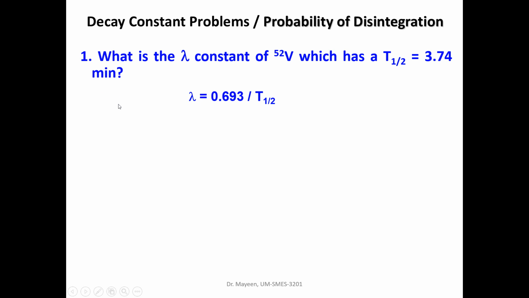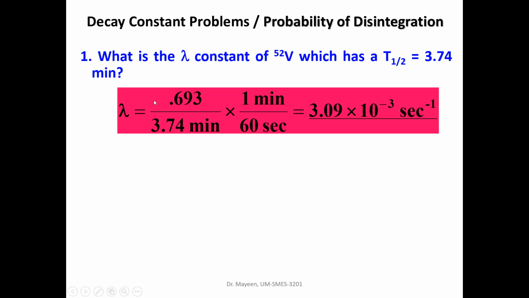So how to solve this problem? You know that for the decay constant we have the formula that lambda is equal to 0.693 divided by the half-life. So how do we have to deal with this problem? Let's come to the solution. We have lambda is equal to 0.693, just as we have in the formula, and instead of the half-life you have to put the value. Here we have the value for the half-life, which is equal to 3.74 minutes. So you just put here the value of 3.74 minutes.